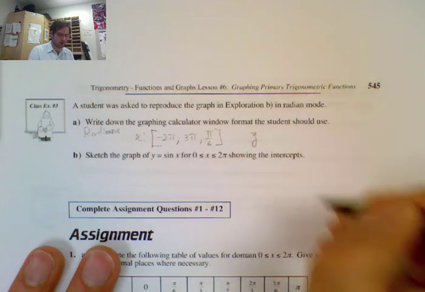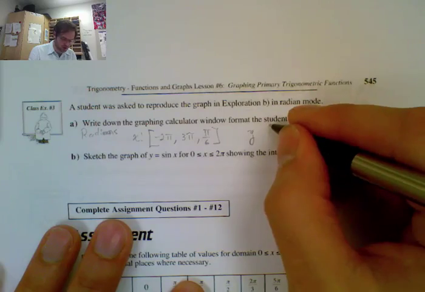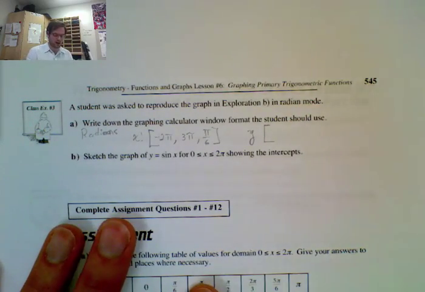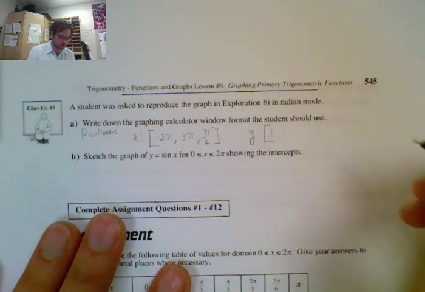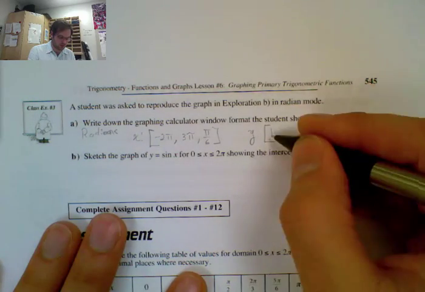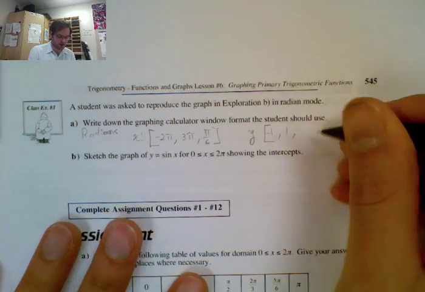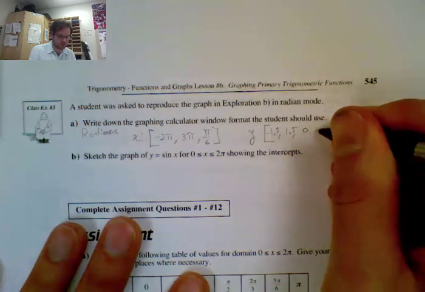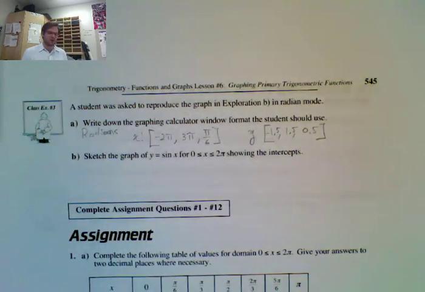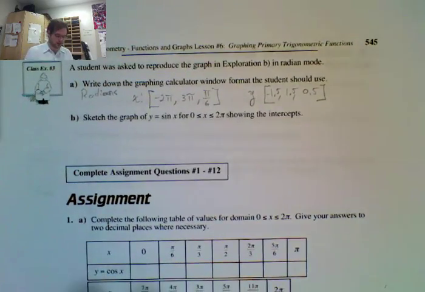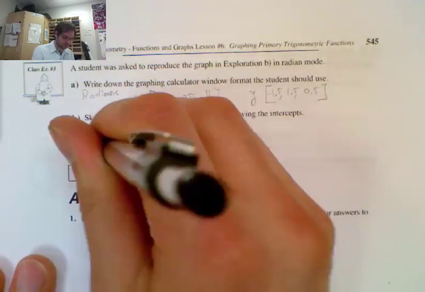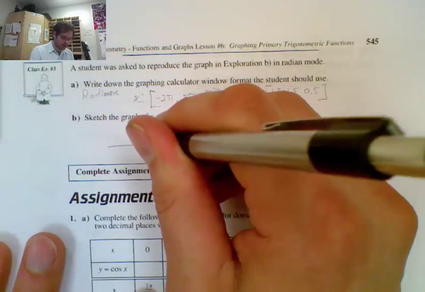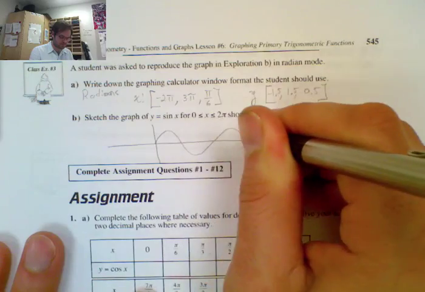Okay? Now we're going to look at my y. So y is just going to be between negative 1 and 1, same thing, and 1.5 we had, and 0.5 I would say we're going to count by. So the y's don't really change. Now it says to sketch the graph showing the x and y intercepts. So if I was to sketch this graph quickly, it's going to look the exact same, just kind of like this.